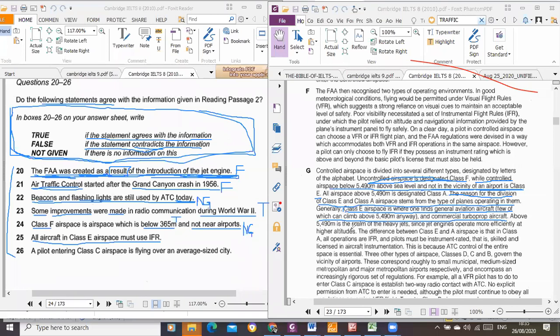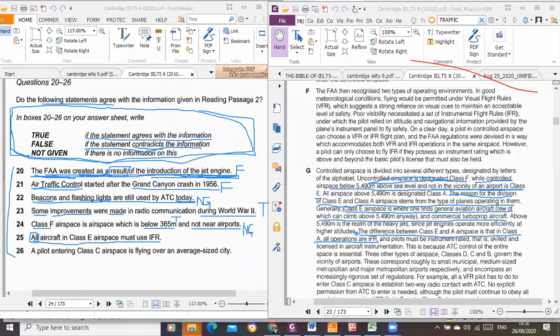Now, we're looking for IFR, right? So the difference between Class E and A airspace is that in Class A, all operations are IFR, that is instrument control, and pilots must be instrument rated. This is where the answer to question 25 can be found. This is the information. So you have to take note of these absolute words. All aircraft in Class E airspace must use IFR.